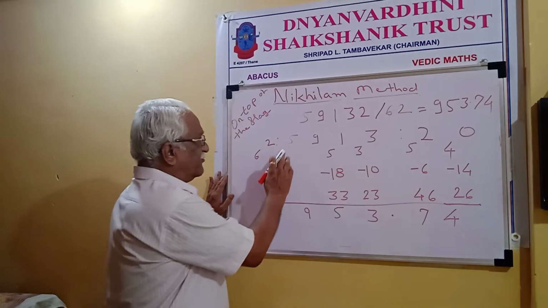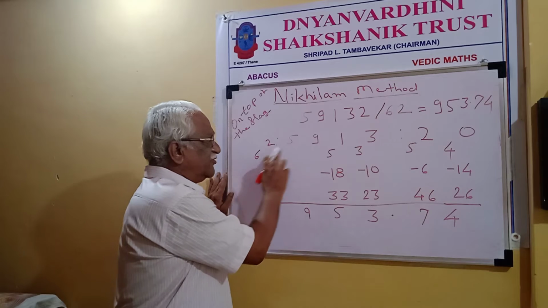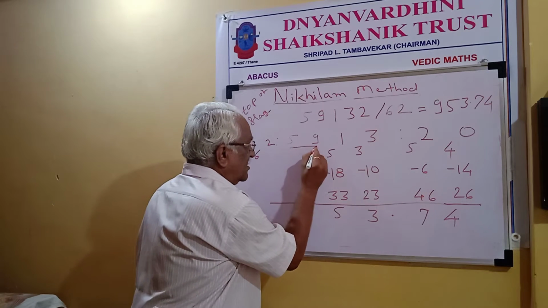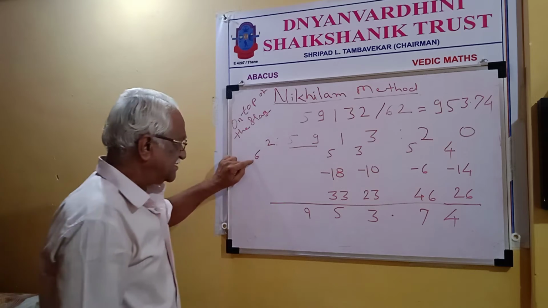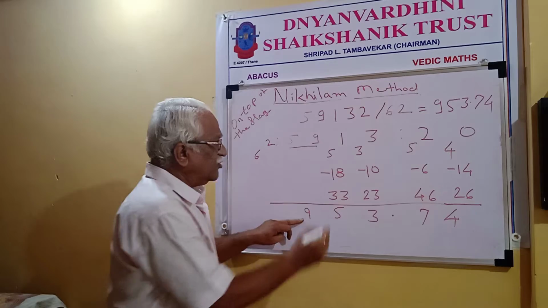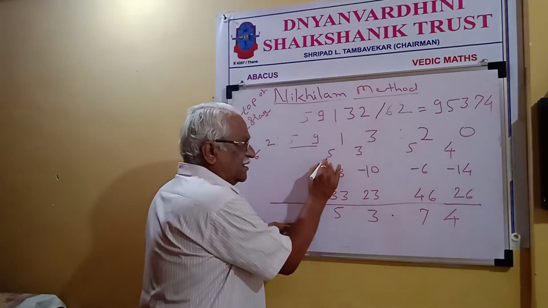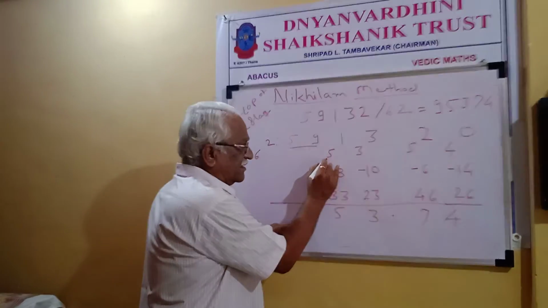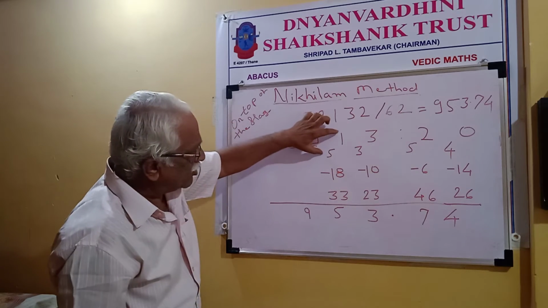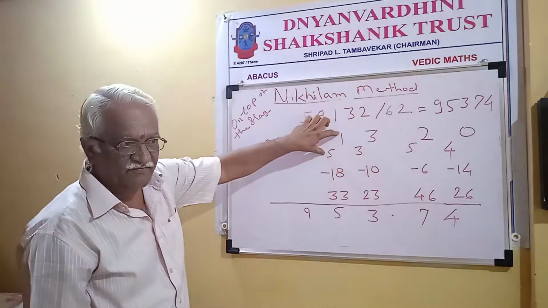First, 5 divided by 6 is not possible, so we have taken 59 as the first digit. So 59 divided by 6 comes to be 9, that is 6 9s are 54, and 5 comes as a remainder which will prefix to the next digit. So here the gross dividend is 51.